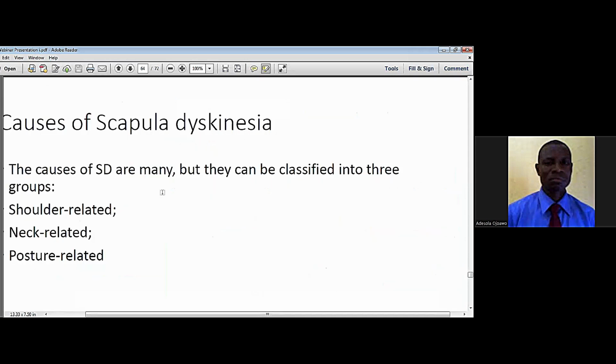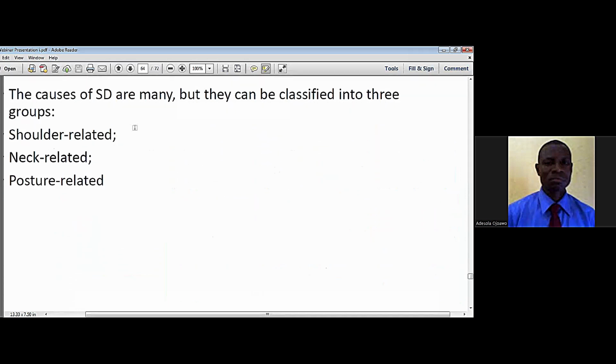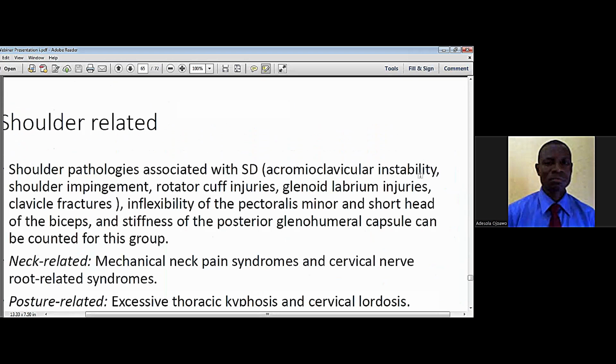There are some causes. You can have shoulder-related causes, neck-related causes, and posture-related causes. Those are the three areas that can really cause scapular dyskinesia. Shoulder-related causes are associated with acromioclavicular instability. There can be shoulder impingement, rotator cuff injury, glenoid labrum injuries, and fracture of the clavicle. There can be inflexibility of the pectoralis minor or short head of the biceps, and stiffness of the posterior glenohumeral capsule can be counted in this group.